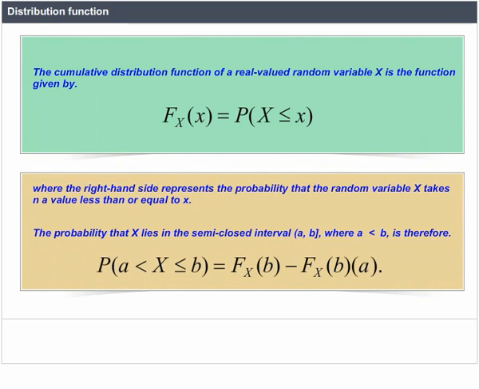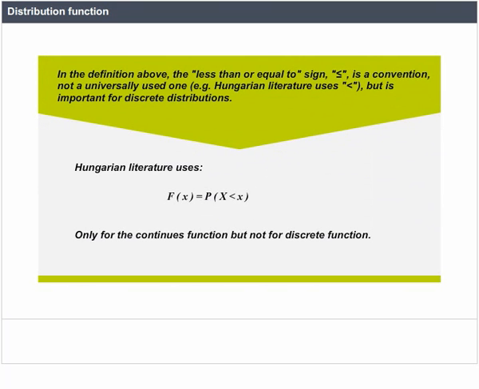The probability that X lies in the semi-closed interval (a, b], where a is less than b, is therefore the probability of a less than X less than or equal to b, equal to F(b) minus F(a). In the definition above, the less than or equal to sign is a convention, not a universally used one. For example, Hungarian literature uses less than, but this is important for discrete distributions.